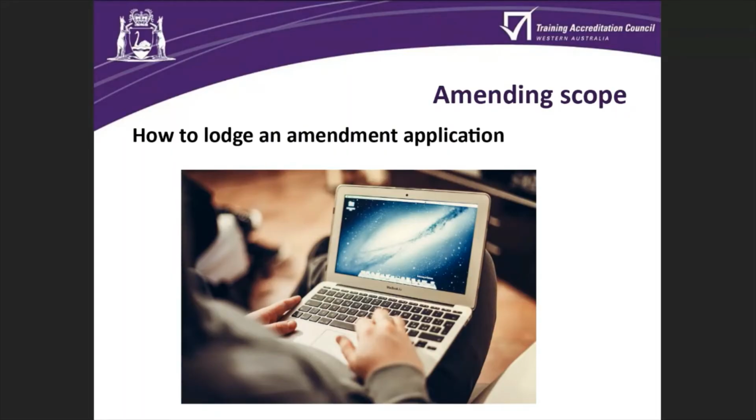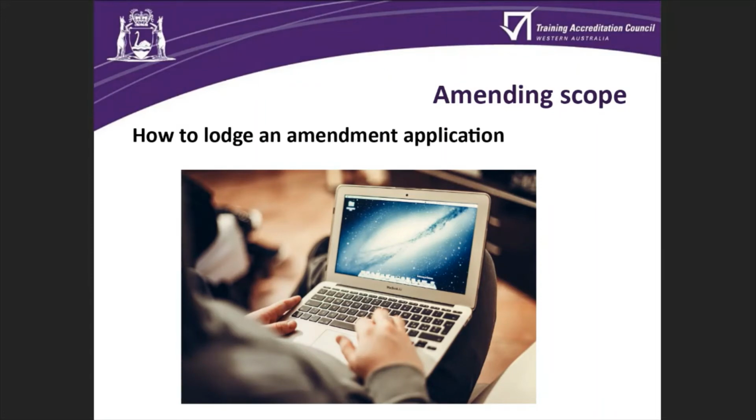Welcome back, everybody. I hope you've had a chance to look at the video and also to have a little bit of a break. So we've been looking at amendments to scope. An amendment to scope covers both deletion and expansion of your scope, so that it's the sort of thing we referred to in an earlier slide as tidying up.